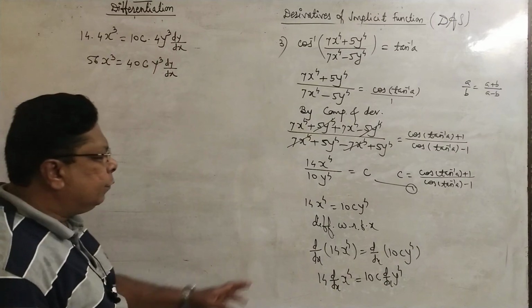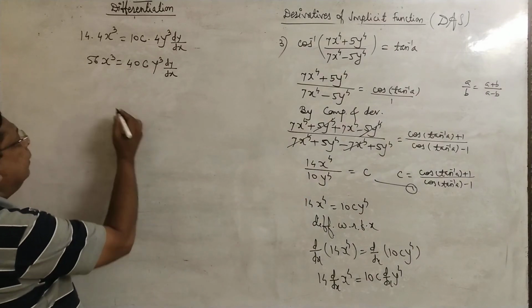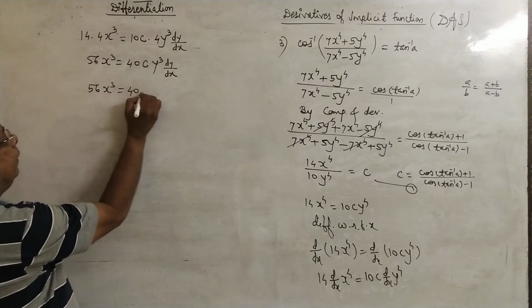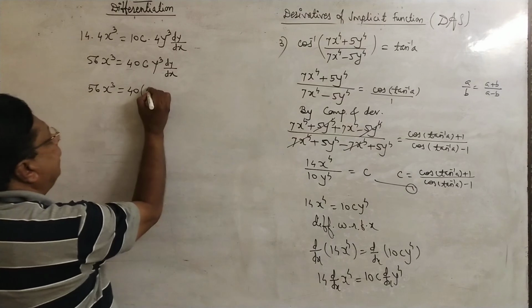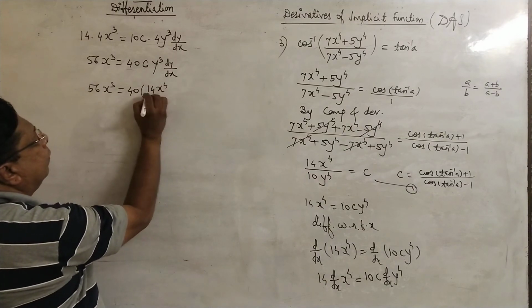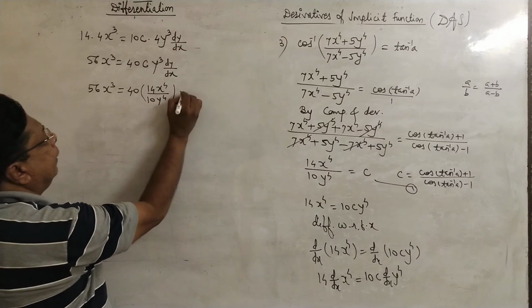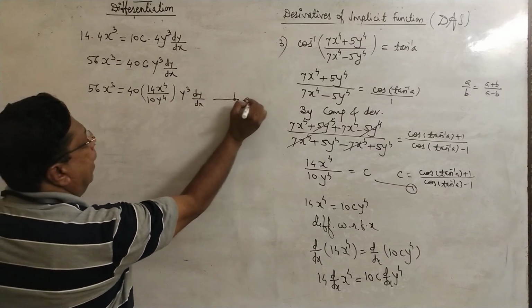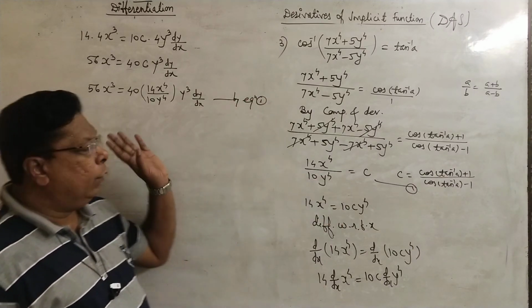Now here we have to substitute the value of c. It becomes 56x cube is equal to 40, and the value of c is 14x raised to 4 upon 10y raised to 4, into y cube dy by dx. From equation 1 we have the value of c.